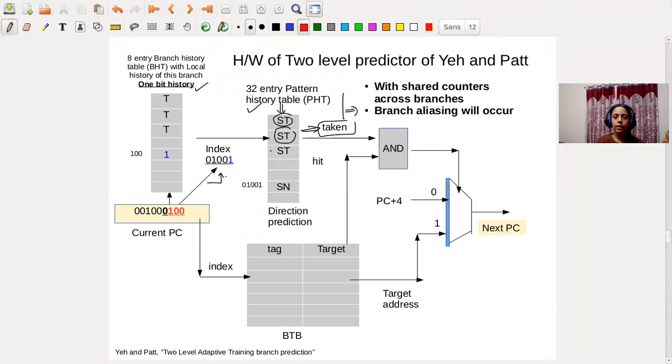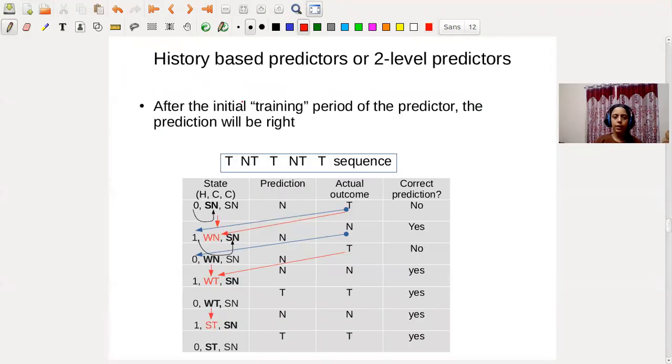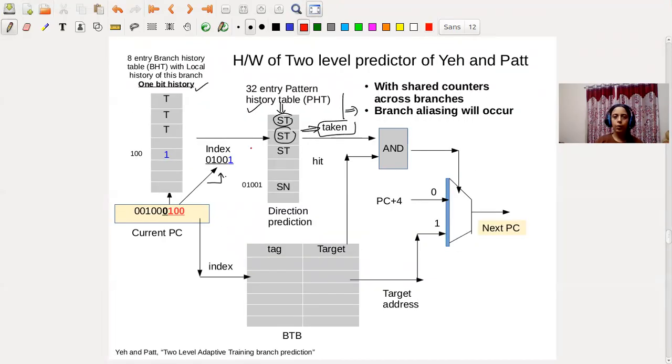Now, how do we understand this hardware with respect to what we just discussed in the previous slide? In the previous slide, we discussed that if we get a 0, we're going to index into the first counter. If we get a 1, we're going to index into the second counter. Now, if we look at this diagram here, there are lots of counters. There are 32 entries here. So how do we now understand what we have learned in the previous table with respect to this hardware? For that, we have to look at this BHT. This BHT for this current PC is going to result in 01001. So this is going to be the first counter, which is currently saying strongly not taken.